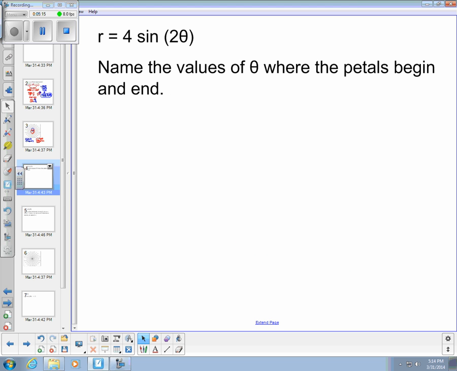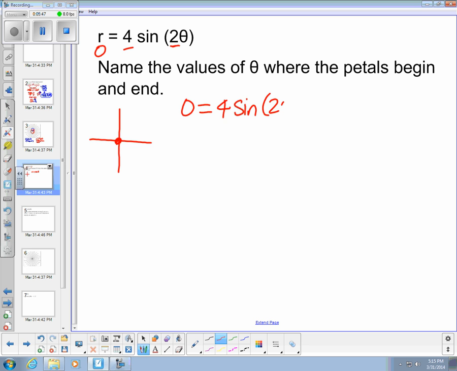Okay, now another thing that you're going to be asked to do on this worksheet has to do with the Rose curves. And we know this is a Rose curve because it's got a number times sine or cosine and then a coefficient of theta. Okay, so this one wants to know where the petals begin and end. Well, the petals are always going to begin and end at the pole. And at the pole, you've got to remember that your R value is 0. So we're going to substitute in 0 for R, and then we're going to solve the equation again.